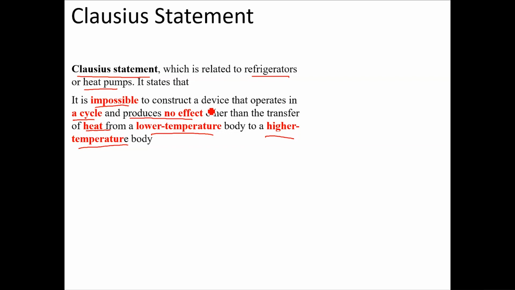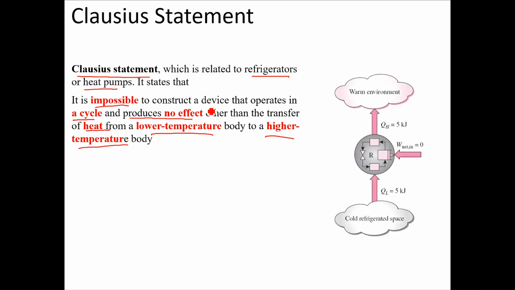This is essentially, again, what is wrong with this statement? Why is it impossible? Why is this statement saying that it is impossible? Sir, if it is possible, it means that the efficiency is 100%, which is not possible. Essentially, it is saying that the device has no effect. Now, without having the work net into the system, being able to transfer heat from low temperature to high temperature is essentially not correct.